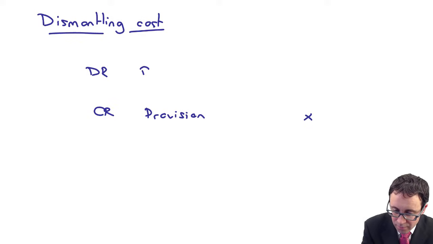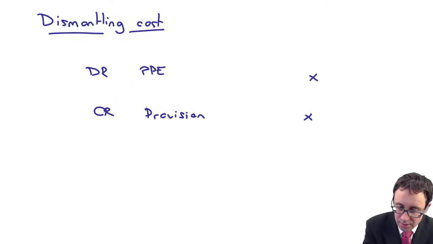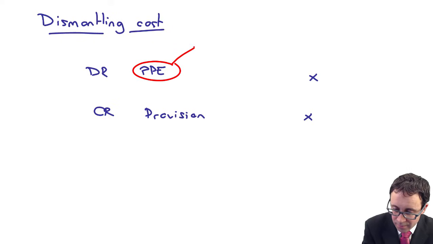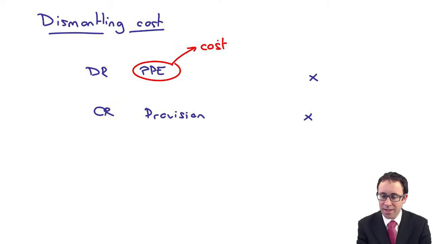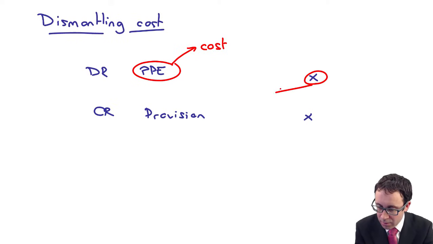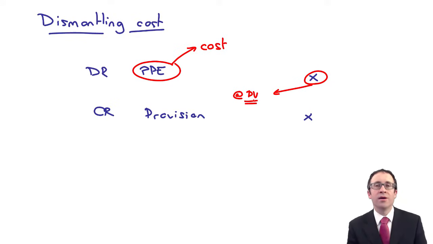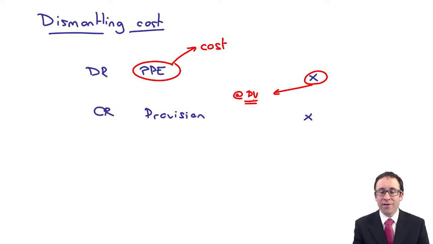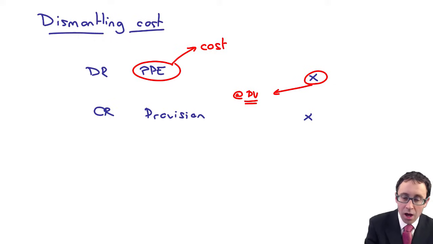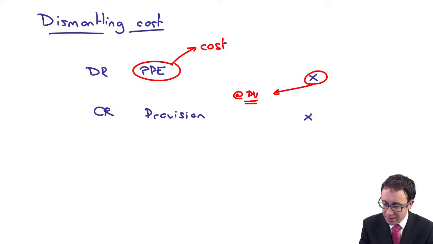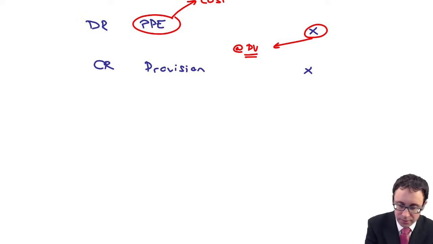But then, because it is directly attributable to the cost of the asset, you will debit your PPE. So you will add that to the cost of the asset, but be careful, that is recorded at the present value. So you look at the future value, multiply it by a discount factor to get yourself the present value. Okay. What you've then got in terms of your dismantling cost is the subsequent treatment.